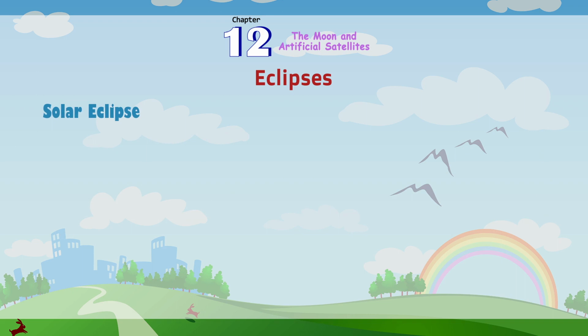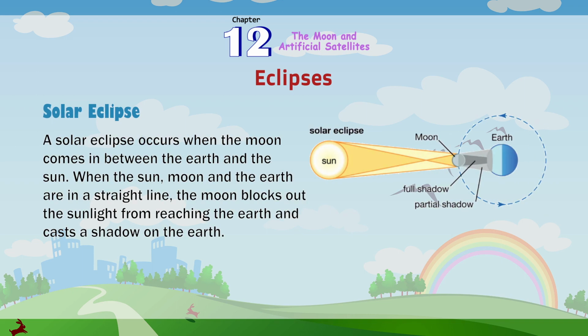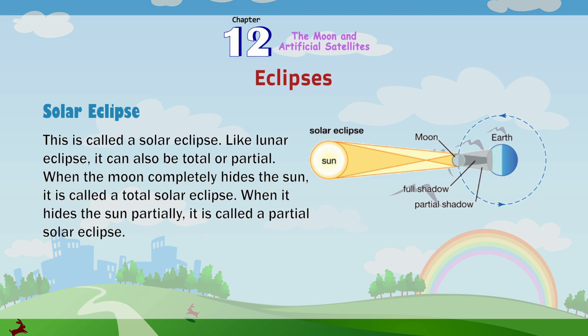Solar eclipse. A solar eclipse occurs when the moon comes in between the earth and the sun. When the sun, moon, and earth are in a straight line, the moon blocks out the sunlight from reaching the earth and casts a shadow on the earth. This is called a solar eclipse. Like lunar eclipse, it can also be total or partial. When the moon completely hides the sun, it is called a total solar eclipse. When it hides the sun partially, it is called a partial solar eclipse.